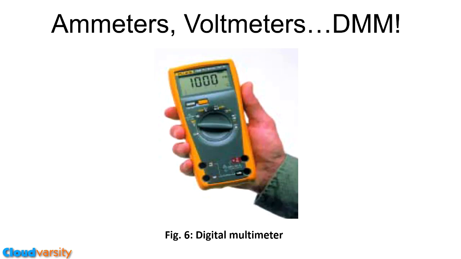Ammeter and voltmeter, this is a digital multimeter. That means it measures current, voltage, resistance, everything that you need in a circuit.